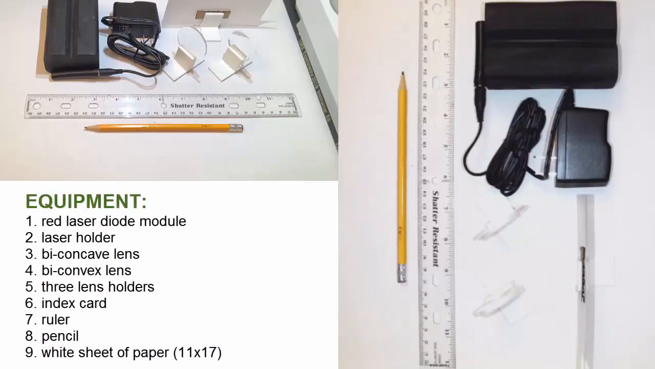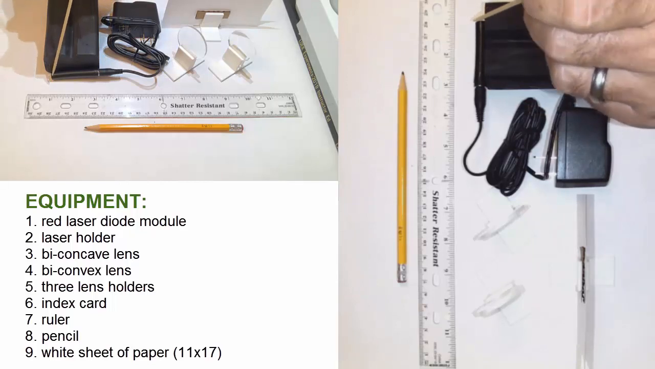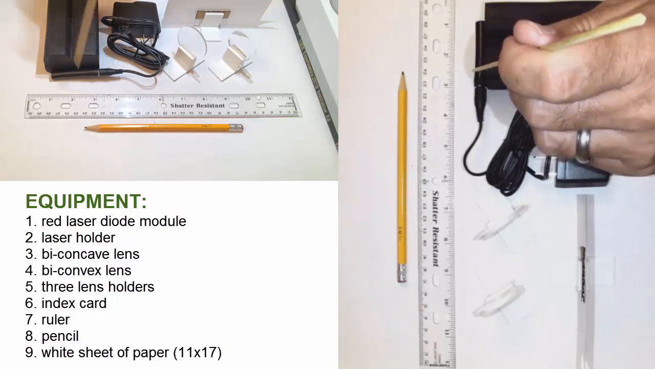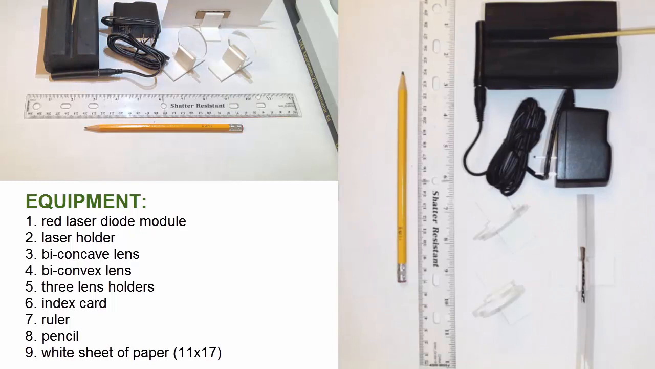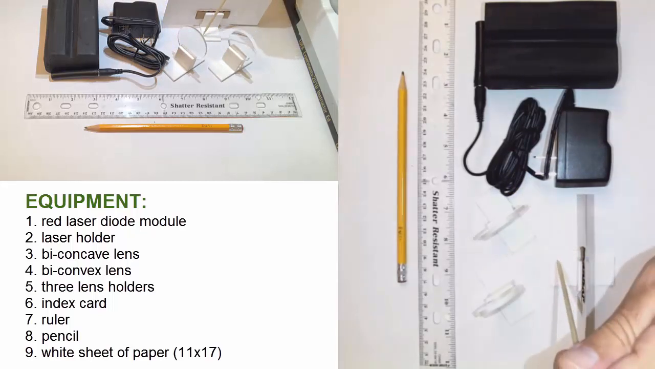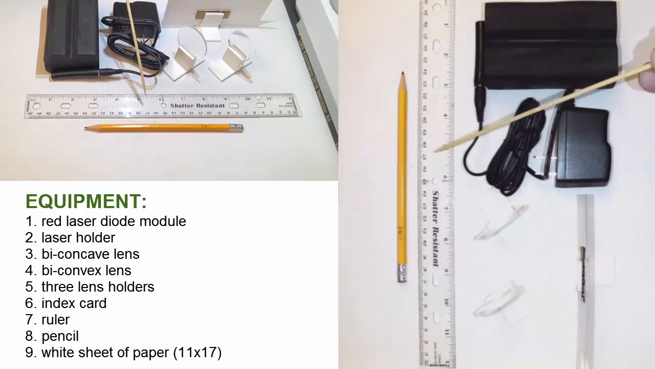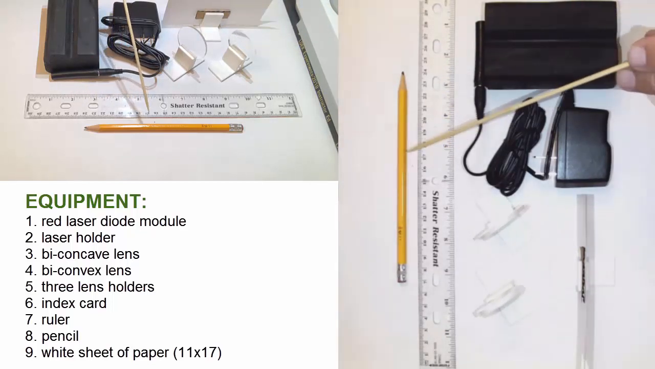We will use the following equipment in this lab. Red laser diode module. We will be adjusting the focusing optics in the fixture of our module. And then here we have a laser holder. We have two lenses, biconcave and biconvex, used in labs 12 and 13. They're mounted here, as you can see, in our lens holders. We also have a back screen made out of an index card mounted onto a lens holder. For the measurements, we are going to use the ruler. We also need a pencil and a white sheet of paper.